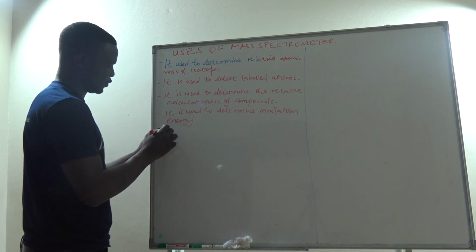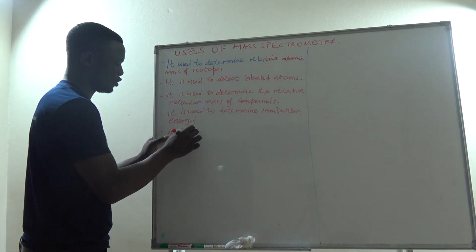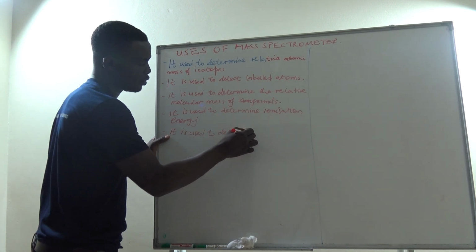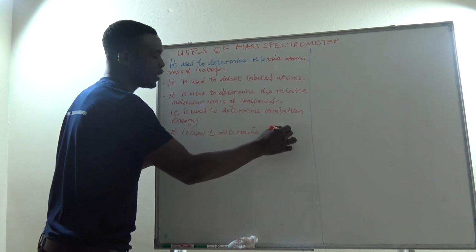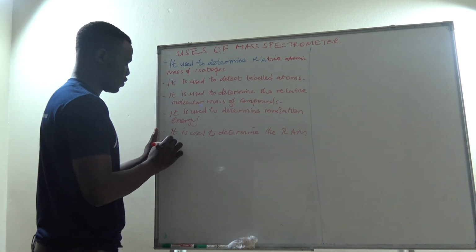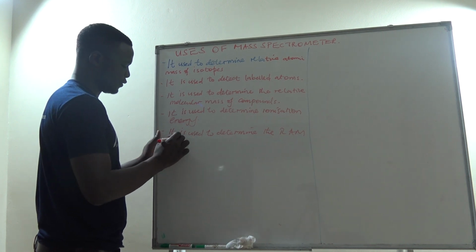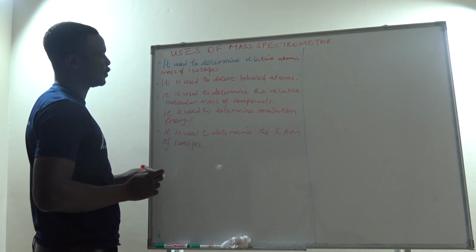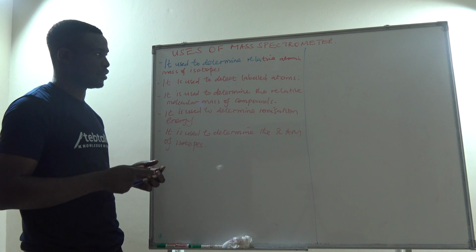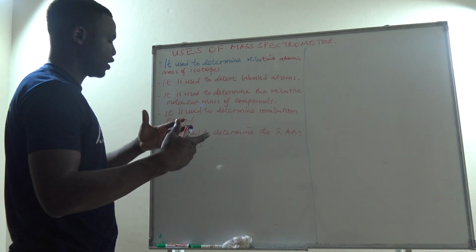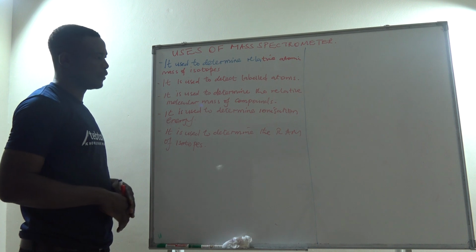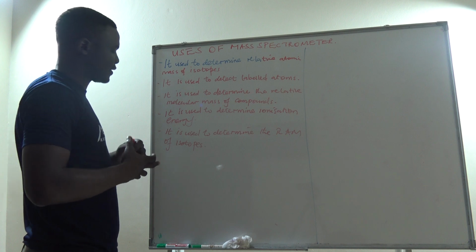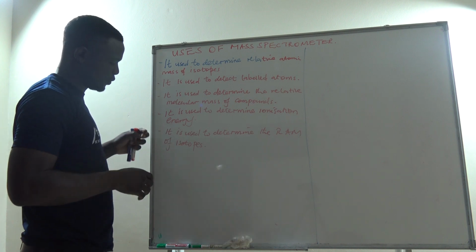In fact, another use, it is used to determine the relative atomic mass of isotopes. And the reason we trust it is that the mass spectrum is very accurate. It is very accurate.